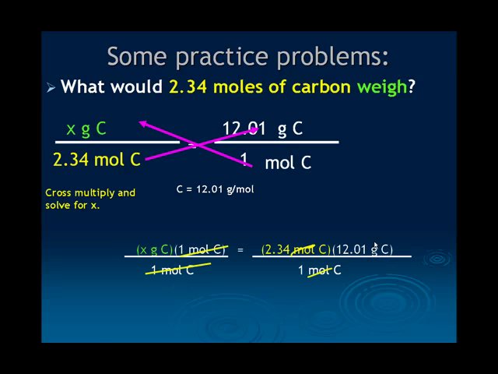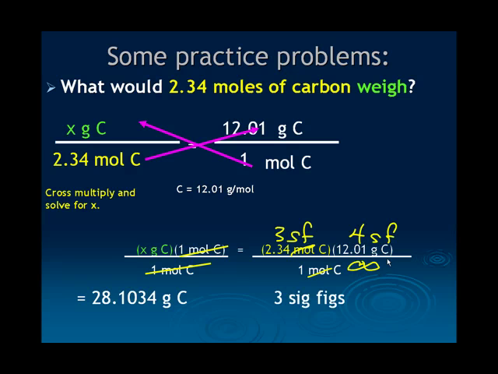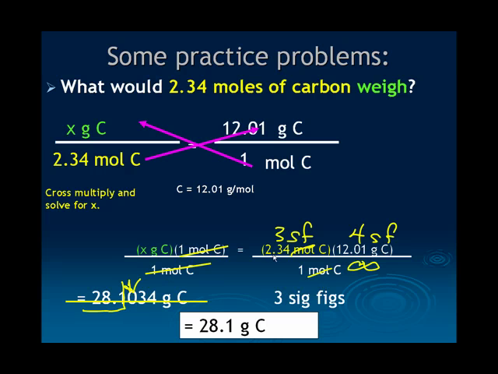2.34 times 12.01 grams. This is what your calculator spits out. You want to check your significant figures. I've got 3 sig figs. Here's 4. And this one's infinite. So I'm going to round this to 3 sig figs. I get to keep these 3. Look to the next number to round, and it's a 0. So 28.1 grams of carbon is your answer.